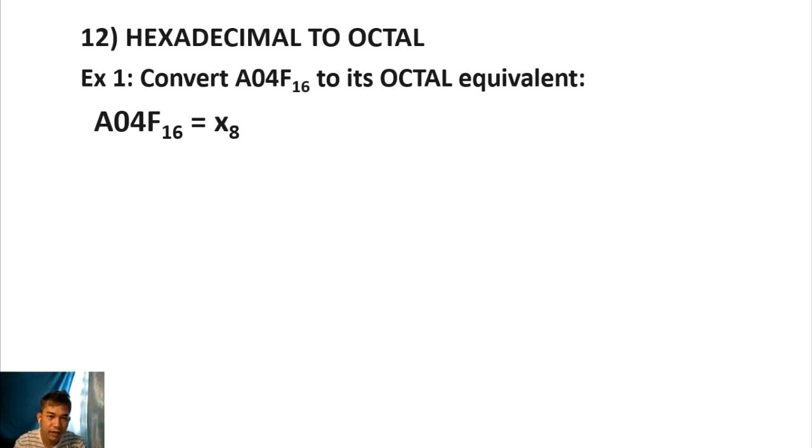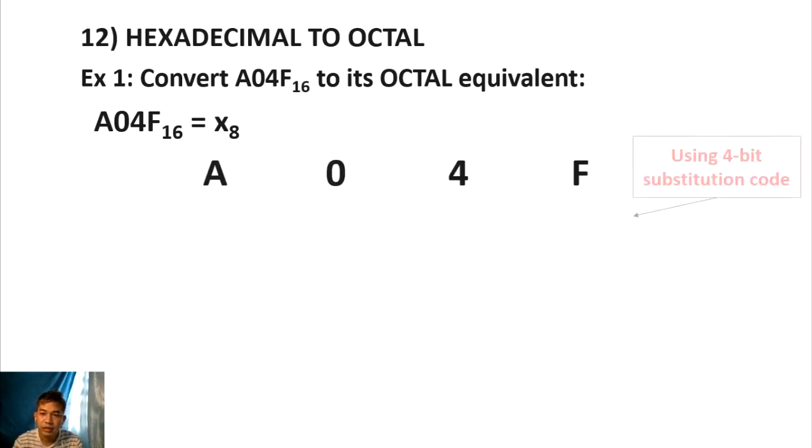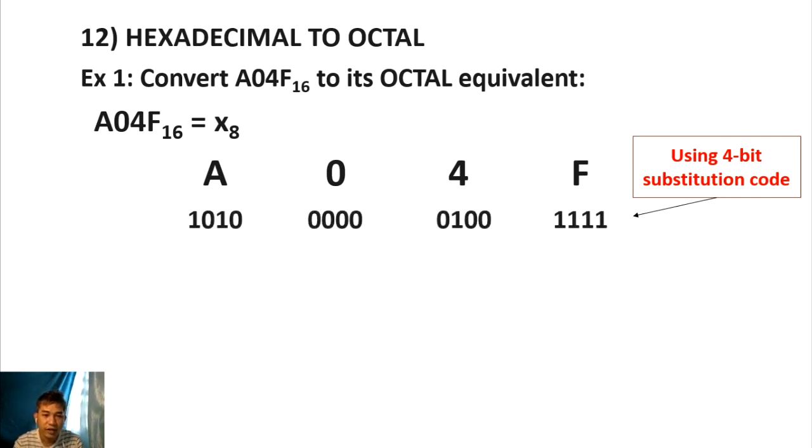Now, from hexadecimal to octal. Let's convert A04F base 16 to its octal equivalent. The first thing we do is convert it using the 4-bit substitution code. Earlier, the first one we used was 3-bit, but now, from hexadecimal to octal, we use the 4-bit substitution code first. So A is 1010, 0 is 0000, 4 is 0100, and F is of course 1111.